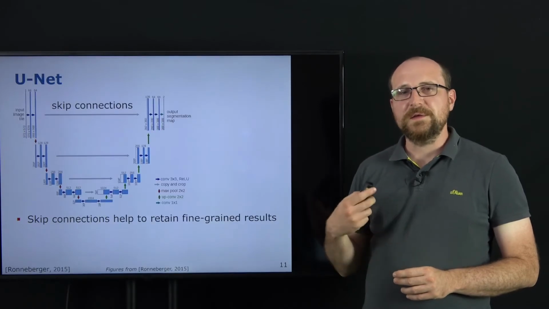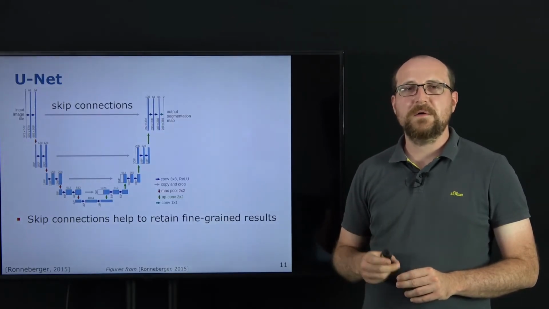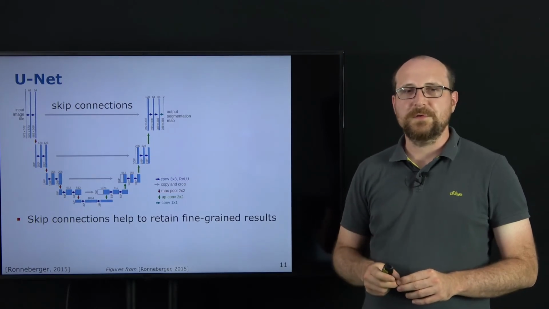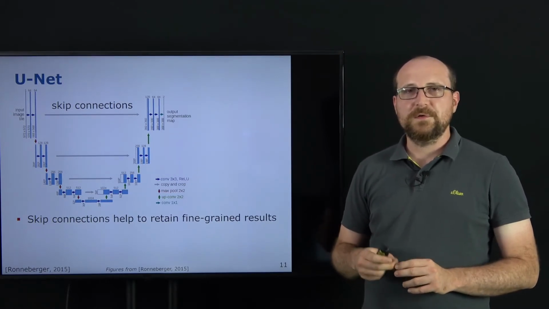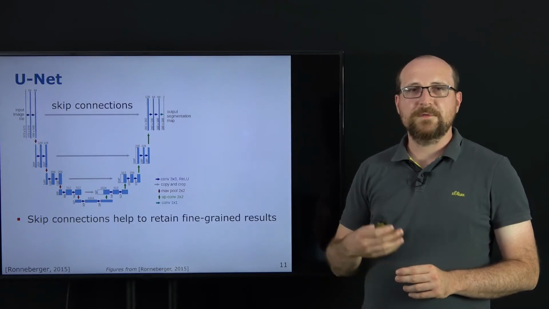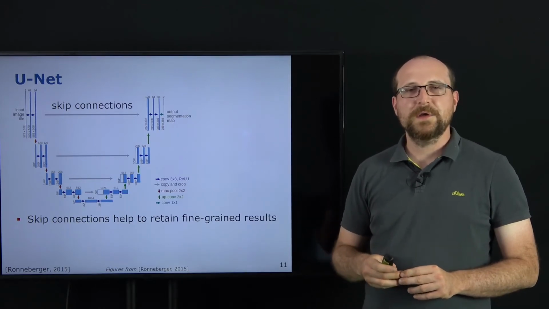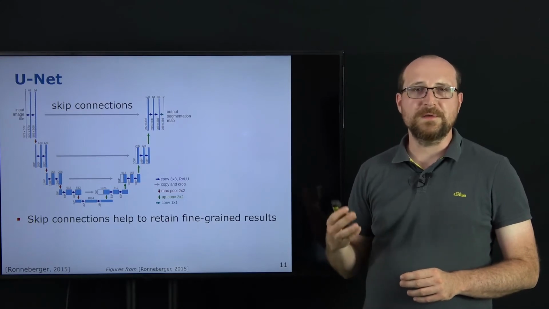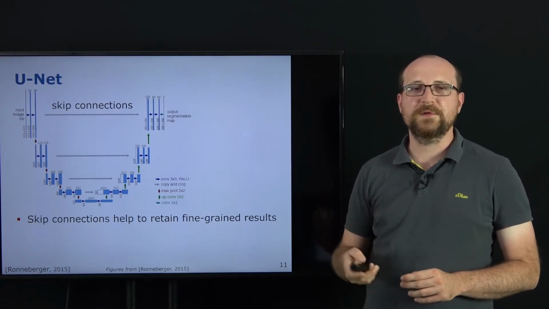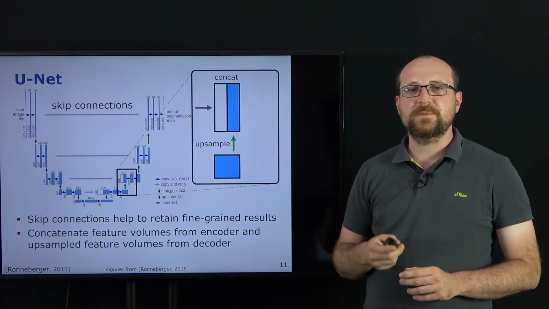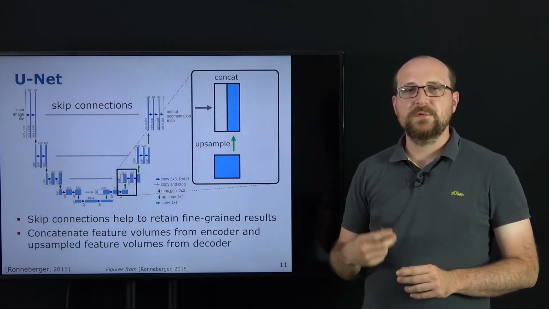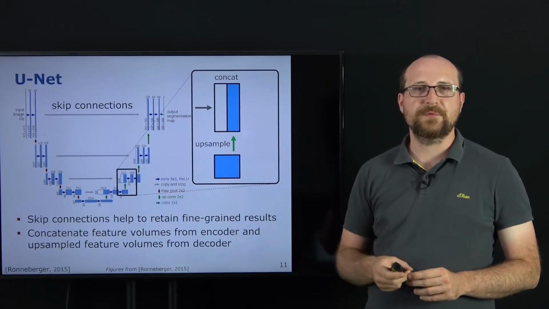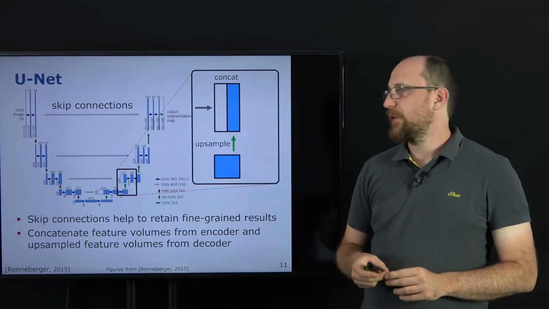And the UNet architecture now brought in some skip connections in between, because the usual learning with this encoder-decoder architecture is not retaining the high resolution information in the decoder. For this, the UNet architecture proposed to also use the feature maps from the encoder and combine them with the feature maps from the decoder. And this worked as follows.